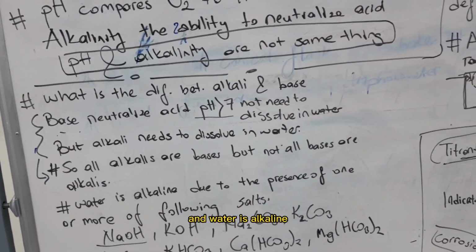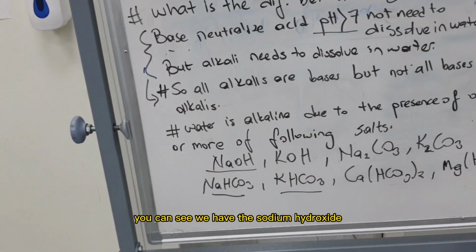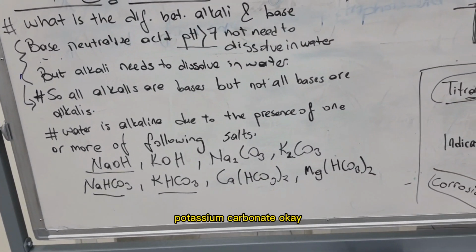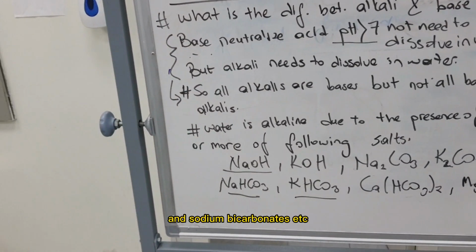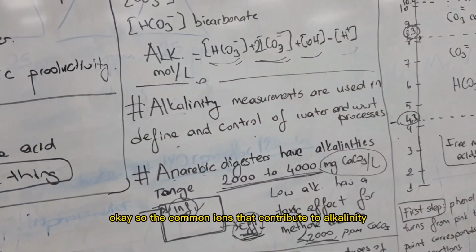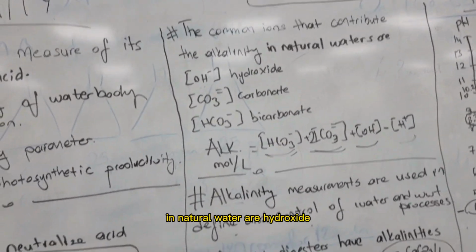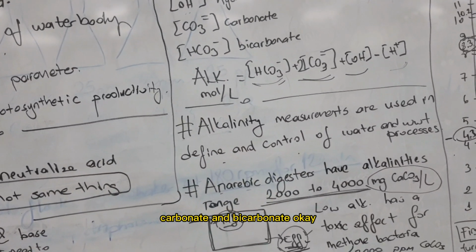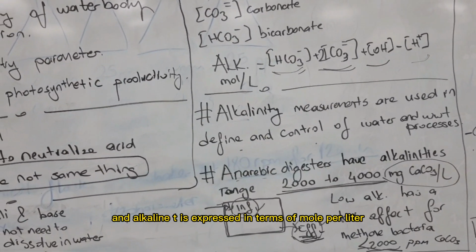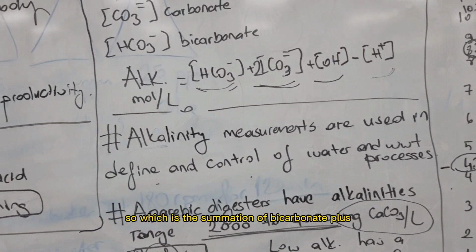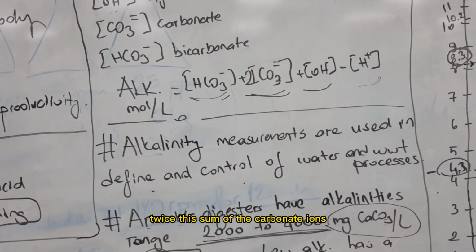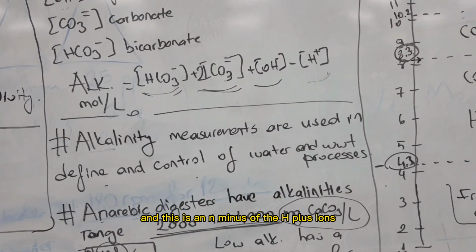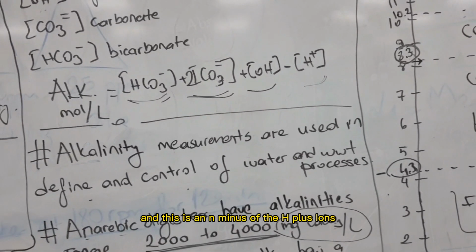Water is alkaline due to the presence of one or more of the following salts: sodium hydroxide, potassium hydroxide, sodium carbonate, potassium carbonate, and sodium bicarbonate, etc. The common ions that contribute to alkalinity in natural water are hydroxide, carbonate, and bicarbonate. Alkalinity is expressed in moles per liter, which is the summation of bicarbonate plus twice the carbonate ions plus hydroxide ions, minus the H plus ions.